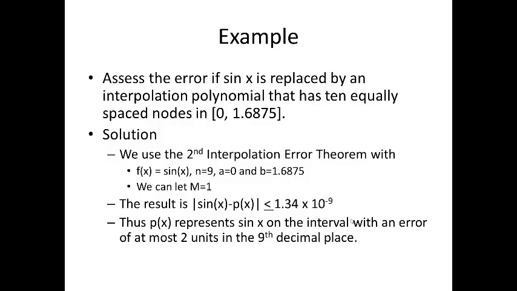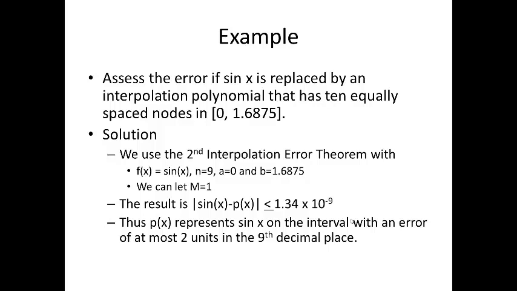So we can use the second interpolation error theorem, and we have f of x is sine of x, n is equal to 9, because n plus 1 is 10, a is 0, b is 1.6875, and we can let M equal 1. The result tells us that the absolute value of sine of x minus the interpolating polynomial p of x is going to be less than 1.34 times 10 to the minus 9th. So p of x is going to represent sine x on the interval with an error of at most 2 units in the 9th decimal place.